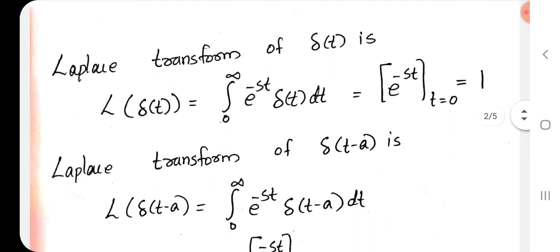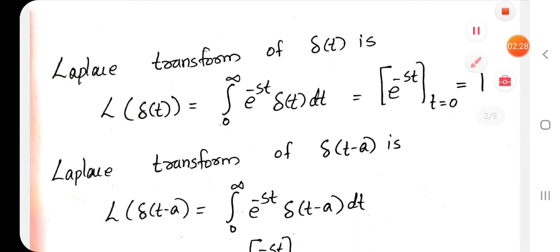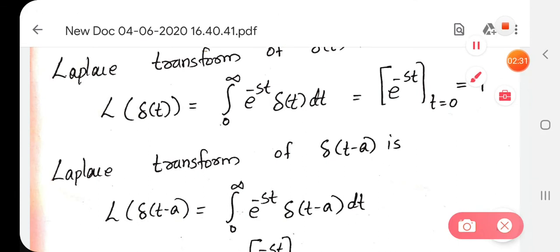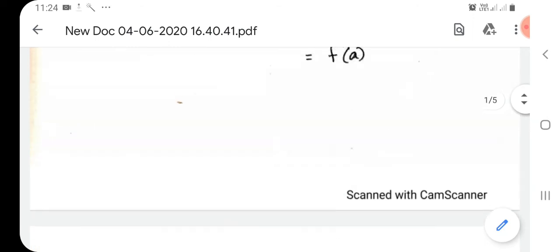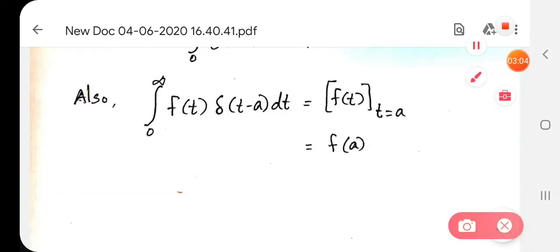So now we take the Laplace transform of Dirac delta function. For taking the Laplace transform, you multiply the function by e raised to minus st and take the integral from 0 to infinity. So L of delta t is integral 0 to infinity e raised to minus st into delta t dt. That's equal to e raised to minus st, since we have integral 0 to infinity f of t delta t dt is f of t at t equal to a.